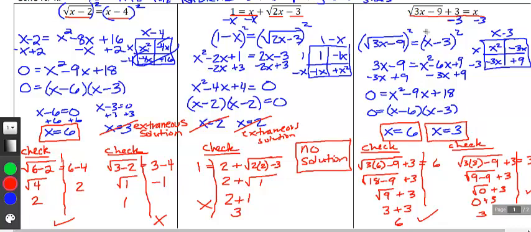So we've seen all 3 things that could possibly happen. Either none of them work, one of the 2 work, or both of them work. So that's what's going to happen when you're doing your practice. Good luck with that.